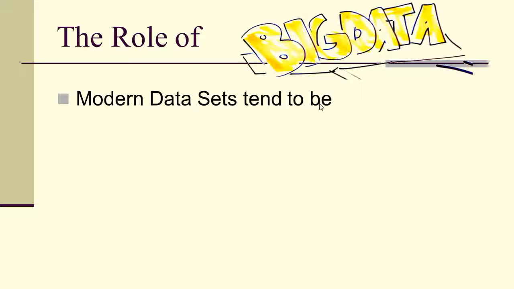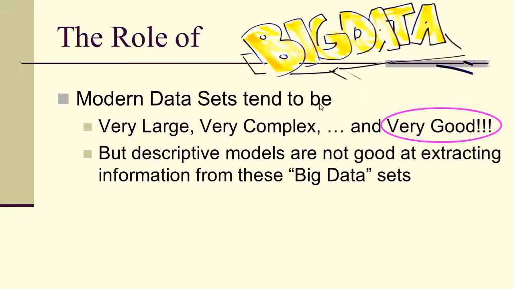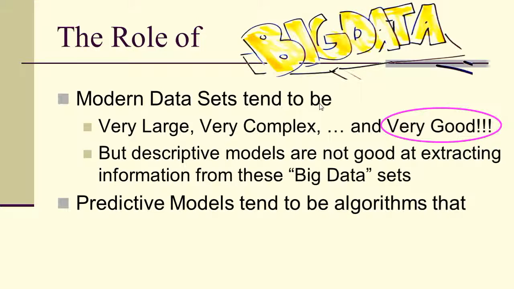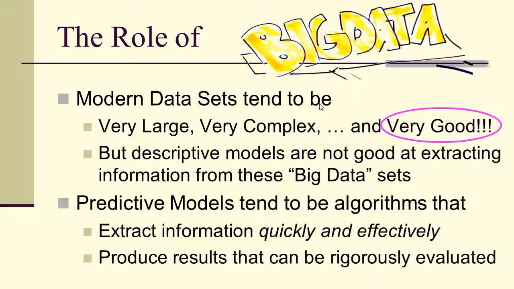Now, the big data plays a key role in this process. See, modern data sets tend to be very, very large, extremely complex. They're also very good in general. Descriptive models, however, are not good at extracting information from these very large data sets, something we'll look at actually in the first lecture. Predictive models, on the other hand, are algorithms, and they tend to extract information quickly and effectively and produce results that can be rigorously evaluated.